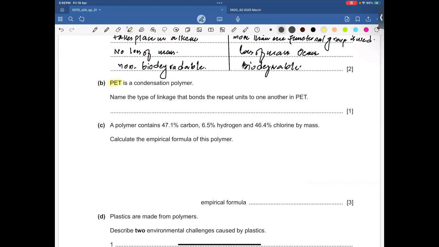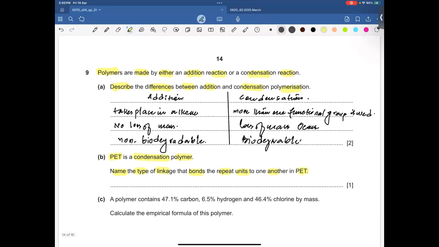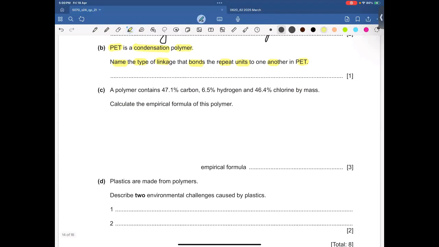PET is a condensation polymer. Name the type of linkage that bonds the repeating units. PET is basically polyester. So it contains ester linkage. Okay.